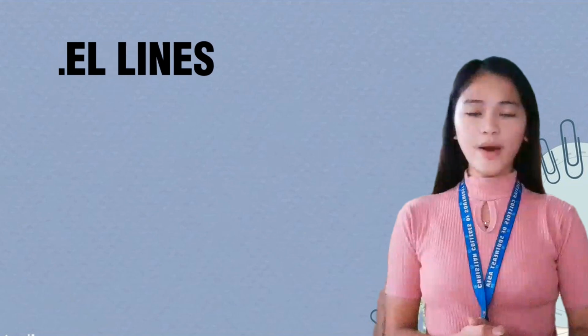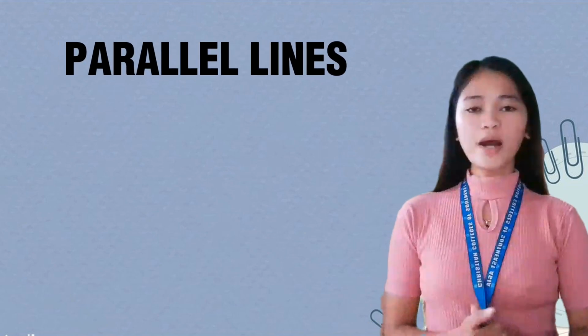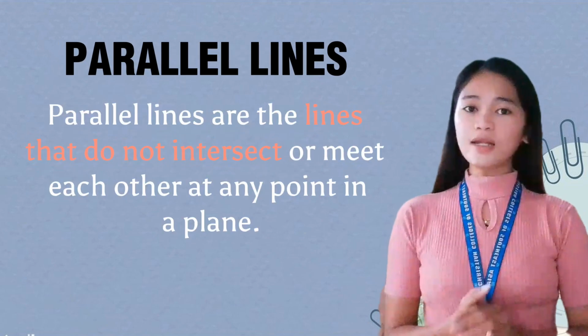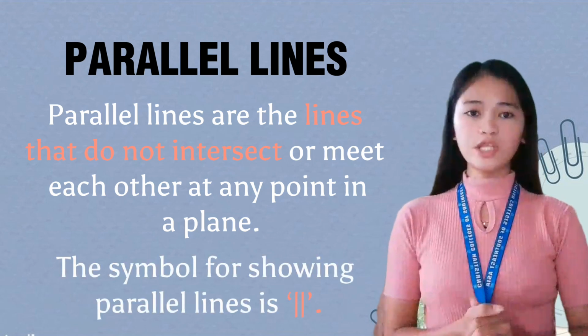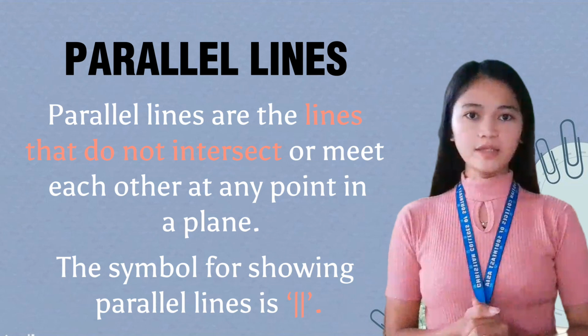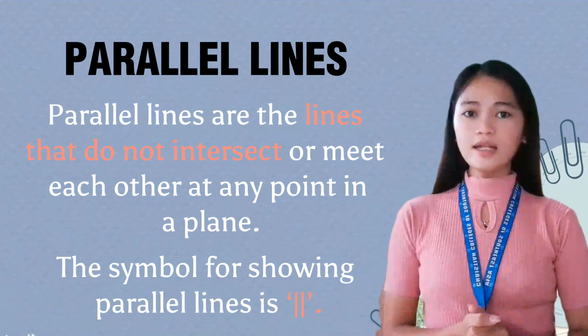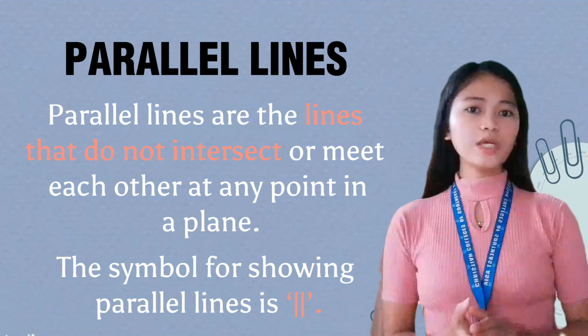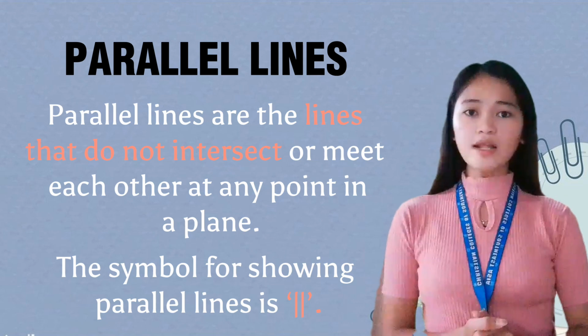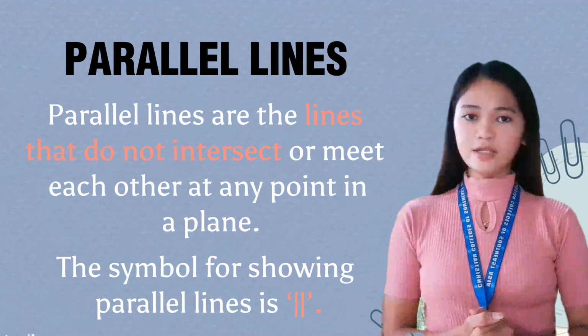Now let us proceed to the last topic of this lesson, which is all about parallel lines. What are parallel lines? Parallel lines are lines that do not meet or intersect each other at any point in a plane, and they are always equidistant from each other. We can also say that parallel lines meet at infinity.